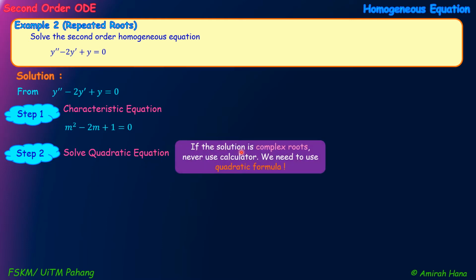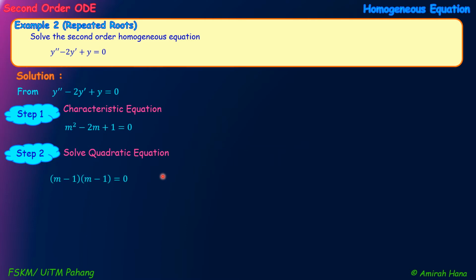If the solution is complex root, we never use a calculator; we need to use the quadratic formula. In this question, we can factorize, so this is not a complex root. This is a repeated root, because m1 equals m2, which is equal to 1.